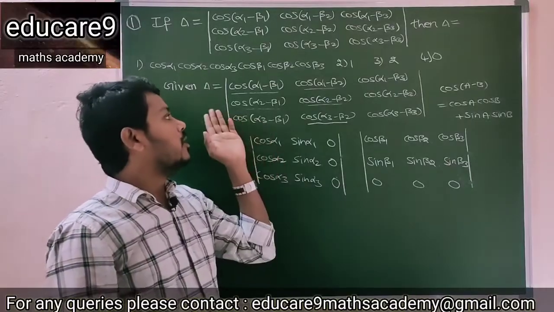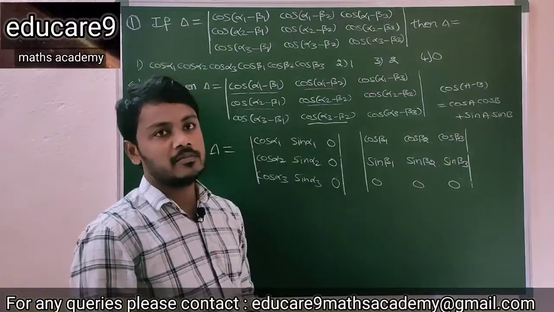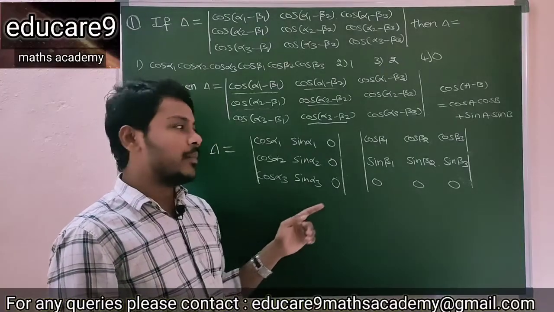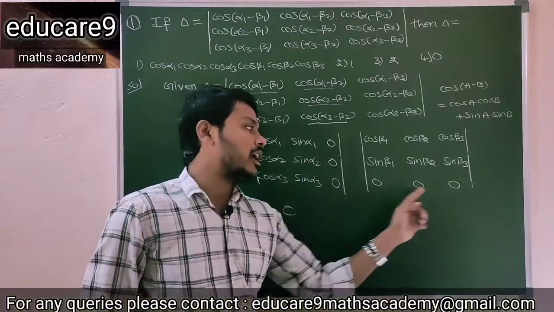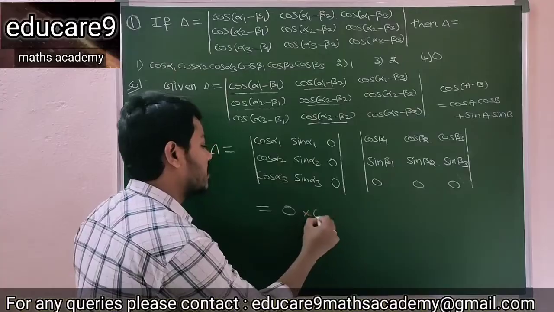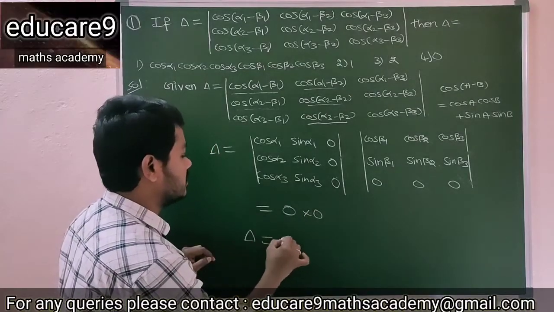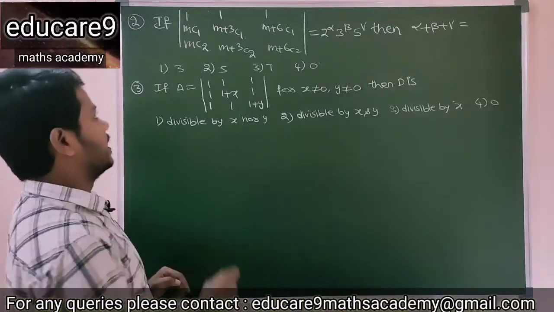So clearly this determinant can be written as a product of these two determinants. This determinant has its last column as 0, and here the third row is 0. So clearly this determinant is also 0. Therefore the delta value is 0. So clearly option 4. So see the next solution.